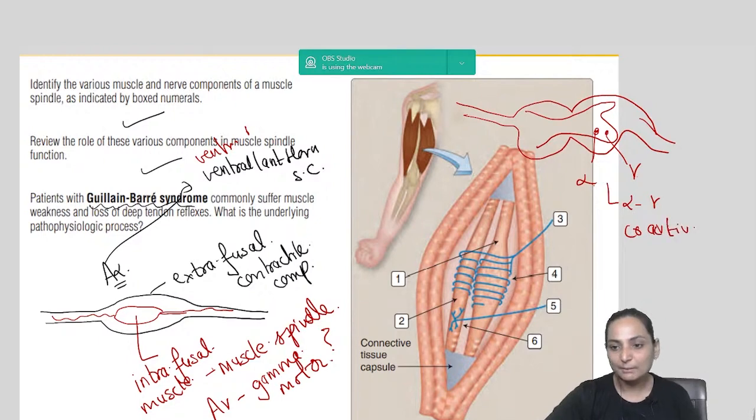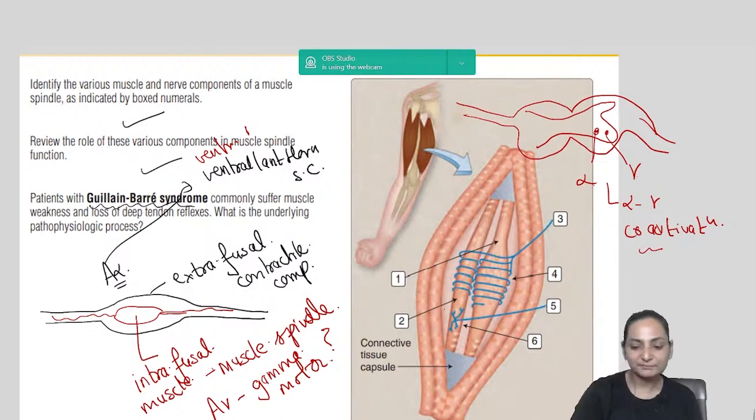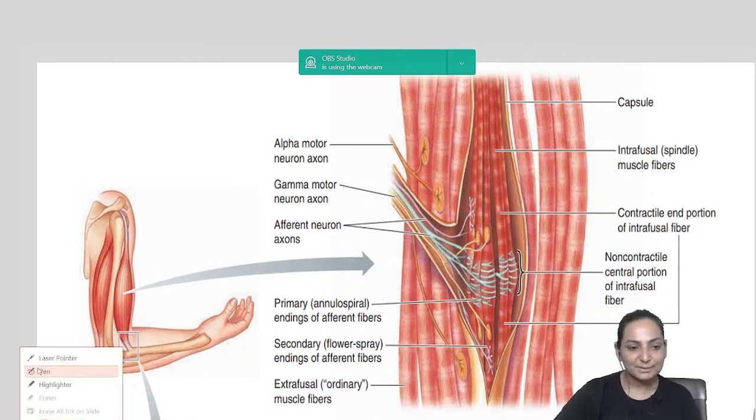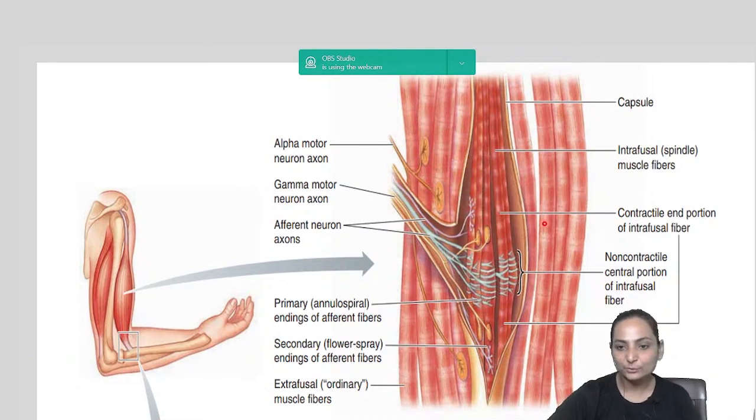What is the reason for this alpha gamma co-activation? It is the anatomical closeness of these alpha and gamma motor neurons. We will understand all of them; there's nothing to be confused about. This is the extrafusal muscle fiber, or the regular contractile units of the muscle. Inside it is the arrangement of the intrafusal muscle fiber, which we are calling the muscle spindle.